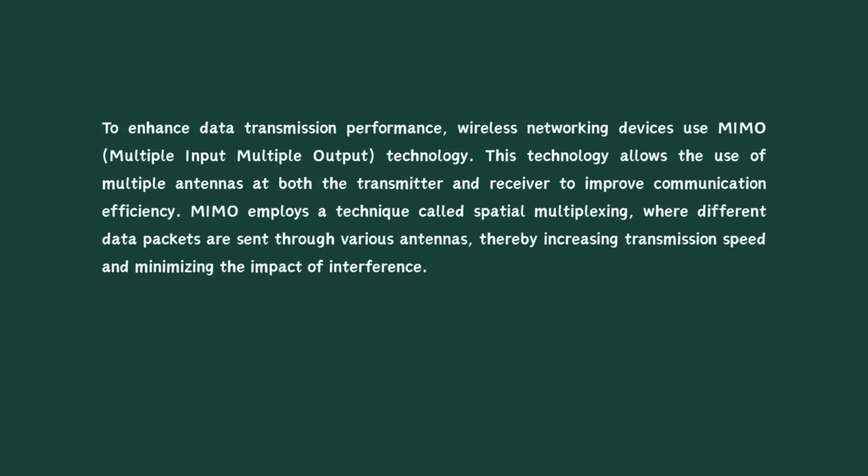To enhance data transmission performance, wireless networking devices use MIMO, multiple input, multiple output technology. This technology allows the use of multiple antennas at both the transmitter and receiver to improve communication efficiency. MIMO employs a technique called spatial multiplexing, where different data packets are sent through various antennas, thereby increasing transmission speed and minimizing the impact of interference.